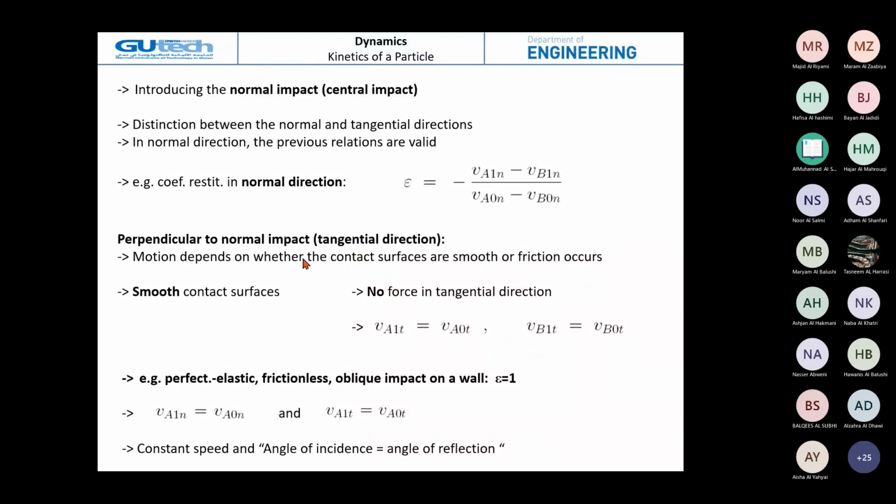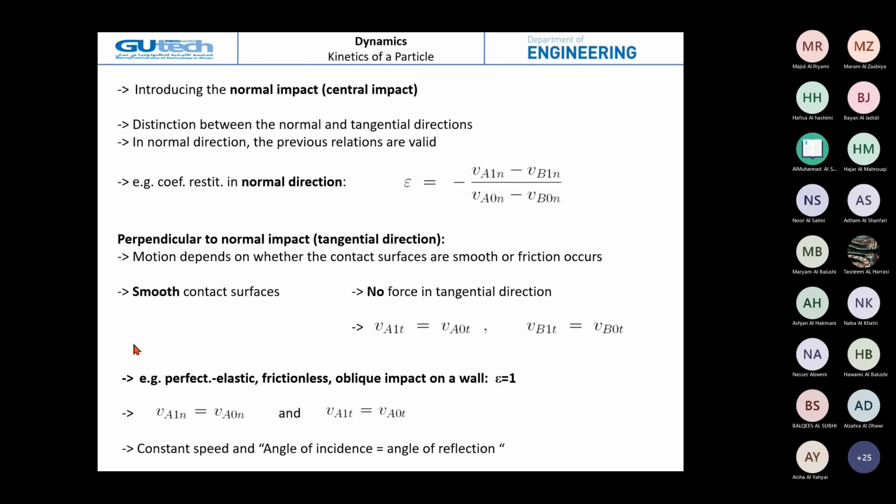The motion depends on whether the contact surfaces are smooth or friction occurs. For a smooth contact surface, there is no force in the tangential direction. That means in this case, the tangential velocity after the impact will be equal to the initial velocity of the mass A before the impact. The same for the particle MB.